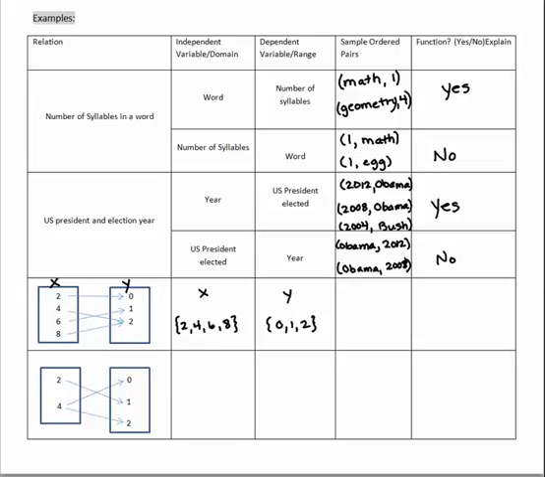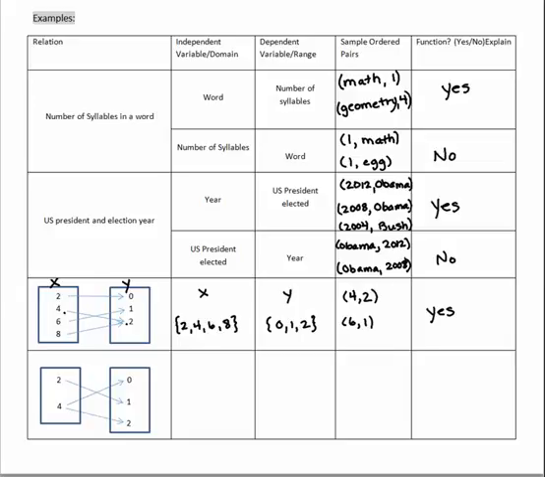Let's write down some sample ordered pairs. If I tell you I'm thinking of the input 4, you could tell me for sure the output that goes with 4 is 2, because this arrow goes from 4 to 2. If I tell you I'm thinking of the input 6, you know for sure that the output that goes with that is 1. In fact, every input has just one output, and so we're going to say yes, this is a function.